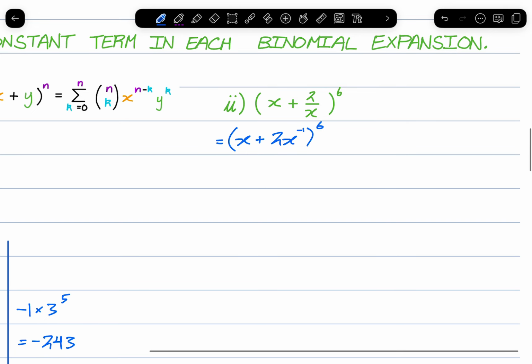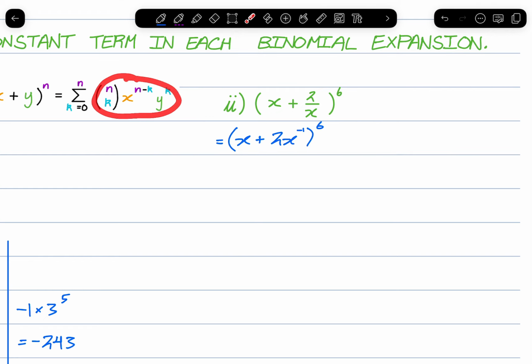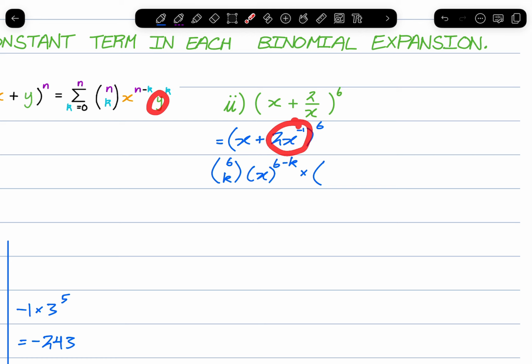Now that it is in this form, we can now use our general form here. So focusing in on this one: 6 choose k. x in this case is just x. So this becomes x to the power of 6 minus k, times y, which in this case is the entirety of 2 times x to the power of negative 1. So 2 times x to the power of negative 1, to the power of k.